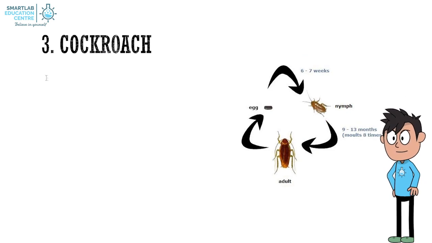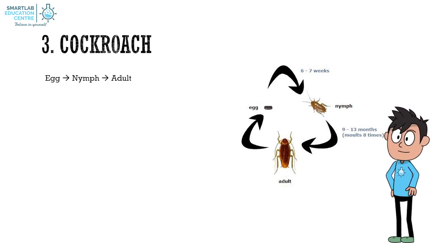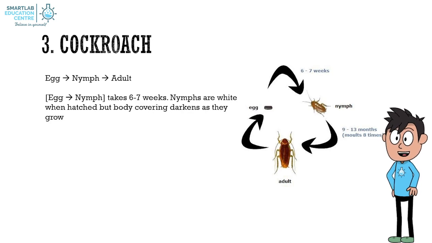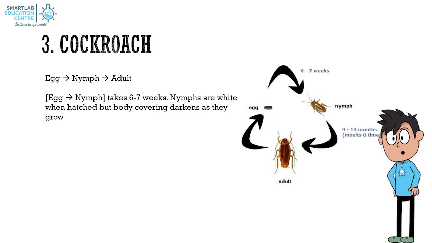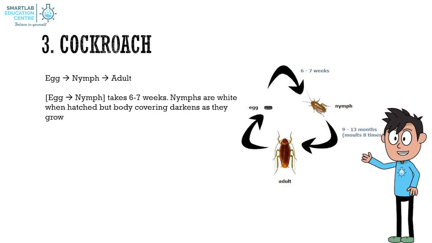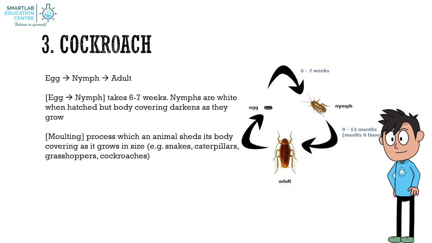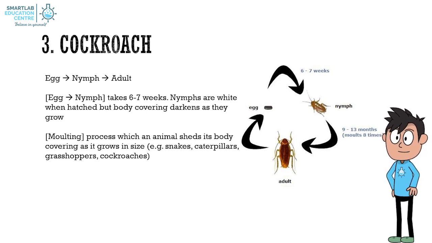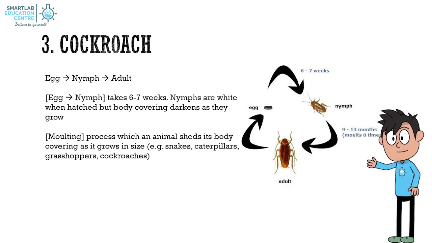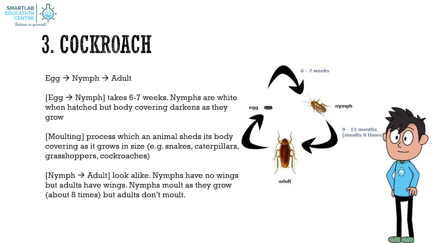Cockroach: from egg to nymph to adult. From egg to nymph it takes 6 to 7 weeks. Nymphs are white when hatched, but the body covering darkens as they grow. Molting is a process in which an animal sheds its body covering as it grows in size, for example, snakes, caterpillars, grasshoppers, and cockroaches. From nymph to adult they look alike.